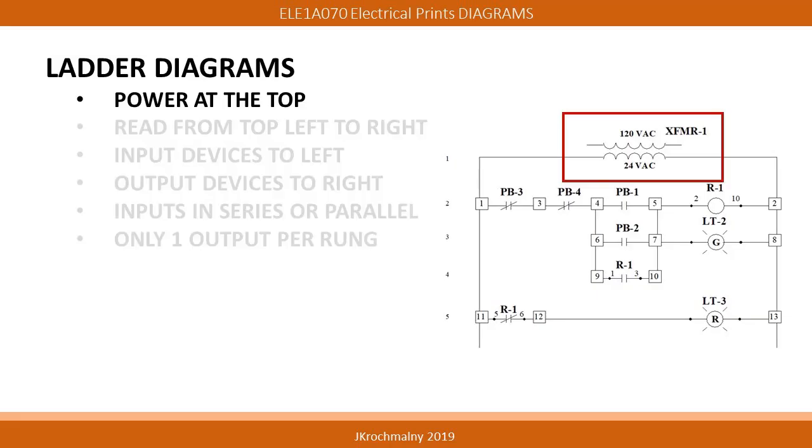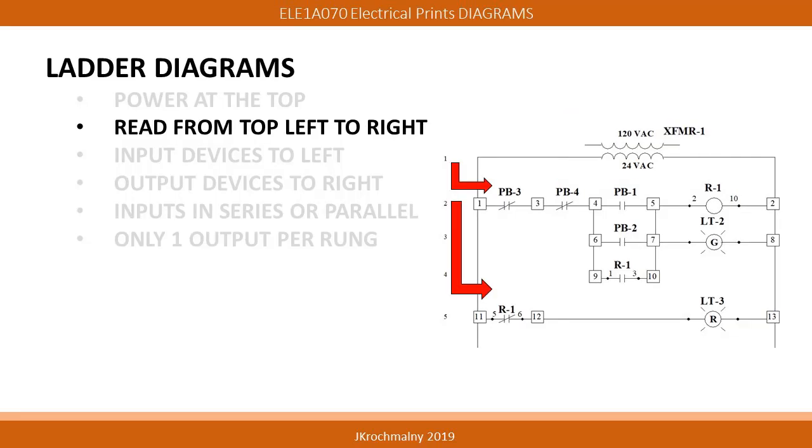Referring to the ladder diagram shown, we can apply these 6 steps, beginning with the source of the power located at the diagram top. In this case, we have a step-down transformer with an input of 120 volts AC and an output of 24 volts AC.